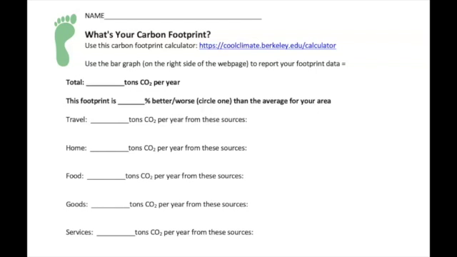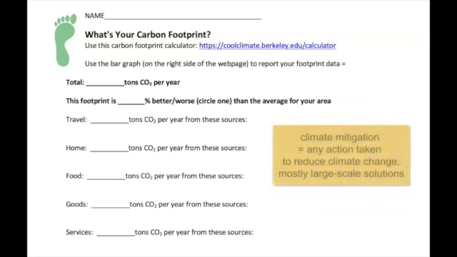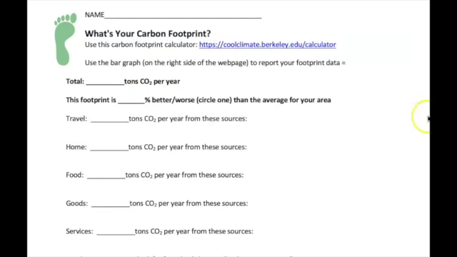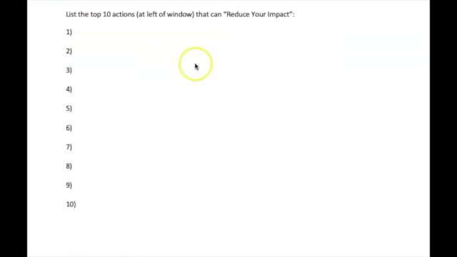It's clear that we need to reduce our carbon dioxide emissions, both as individuals and on a larger scale for countries. So climate mitigation is any action taken to reduce climate change. They're mostly large-scale solutions, but on the small scale is carbon footprint. And so you're going to calculate your carbon footprint and list the actions that any individual can take to reduce your carbon footprint.